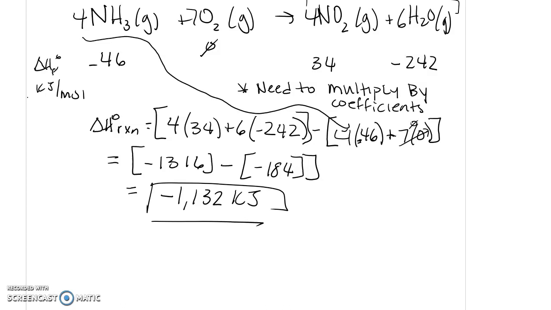All right, so hopefully that was clear. I want to do it one more time. Products minus reactants. For the products, I've got 4 NO2s, 4 times 34, and 6 waters, 6 times negative 242. And then subtract the reactants: I've got 4 ammonia, so 4 times negative 46, plus 0. Okay, and then finish the math, you should get 1,132, and it's a minus. We're going to get a minus, so it's exothermic. Okay, I hope that's helpful. On to the next module.